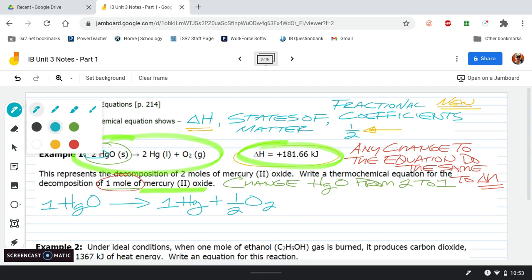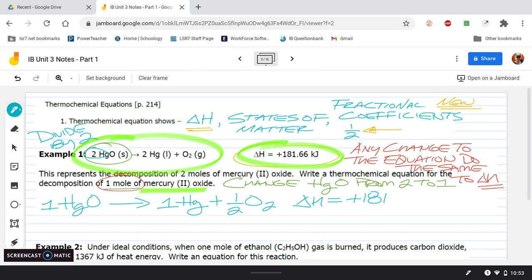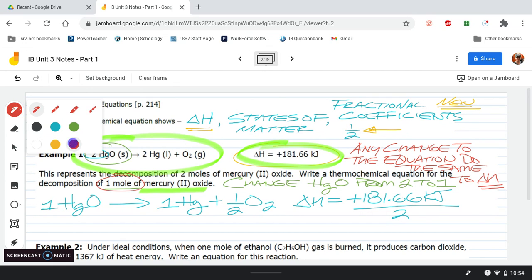Let's write that delta H down. So delta H would then be, and I think it's good to write the plus sign every single time. I don't think it's smart to just write down 181.66. I think it's good to write down that plus sign so we remember what we're doing. So that's what we're doing right there, right? Dividing everything by 2. So let's go ahead and rewrite it.